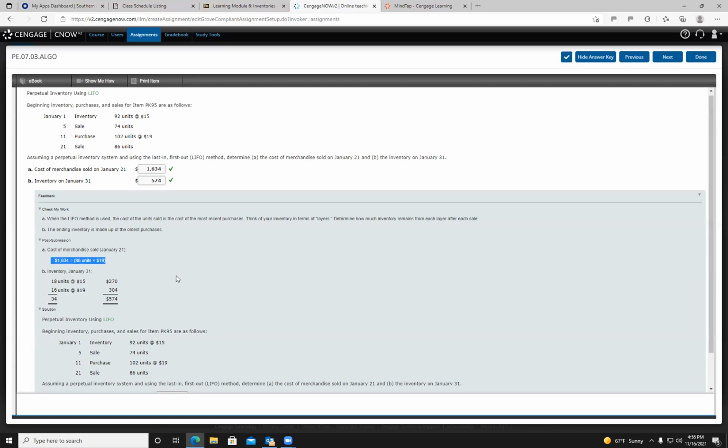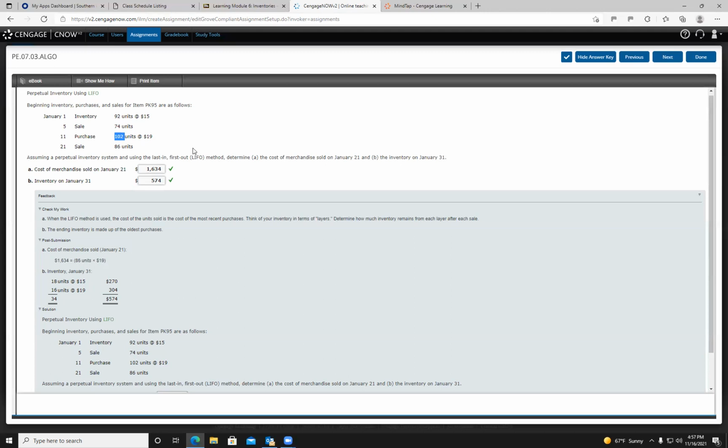Now, how to come up with the ending inventory balance. Again, let's start out with the total number of units available for the month of January. So we'll take 92 plus the 102 equals 194 units. There's a total of 194 units available for sale in the month of January.